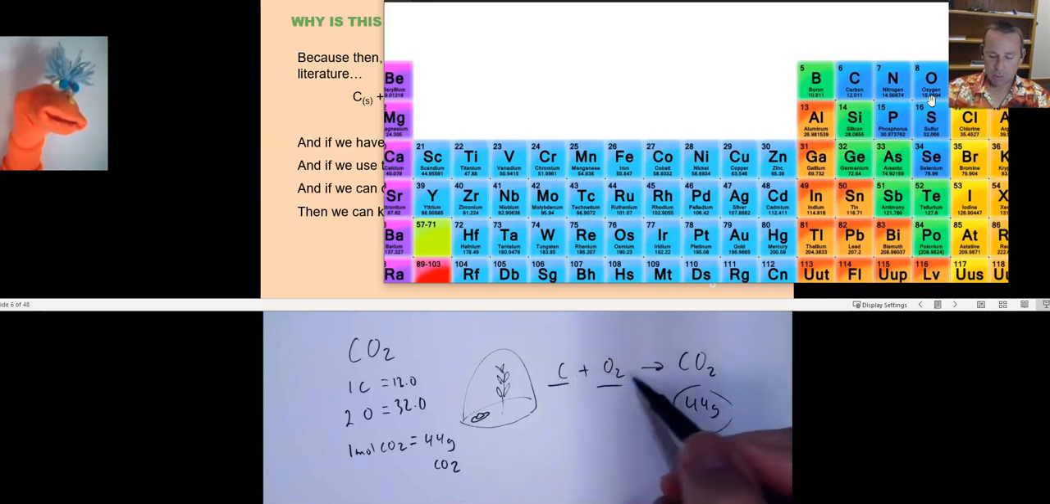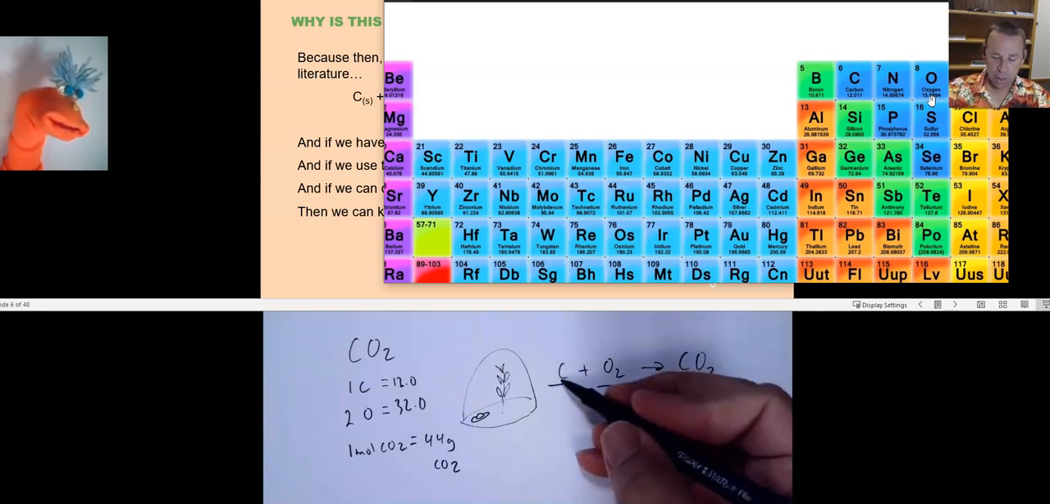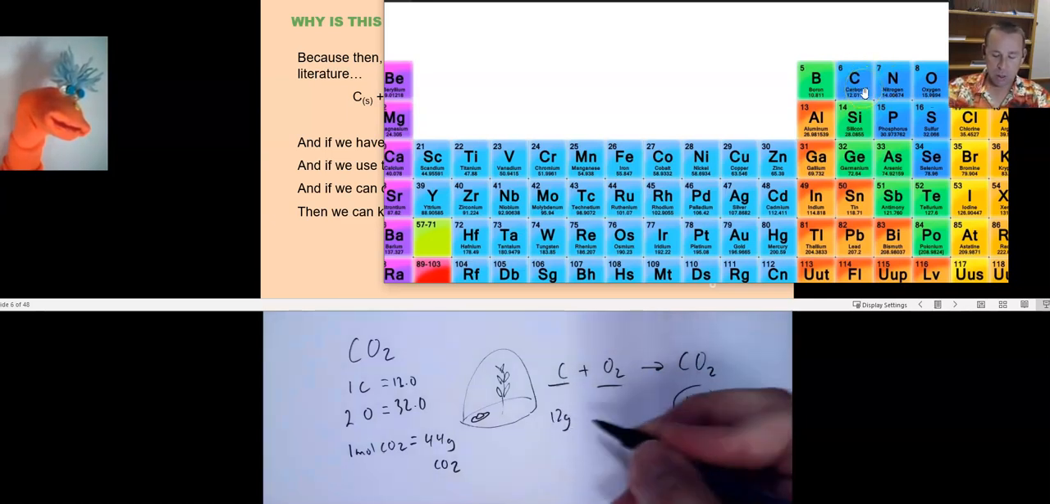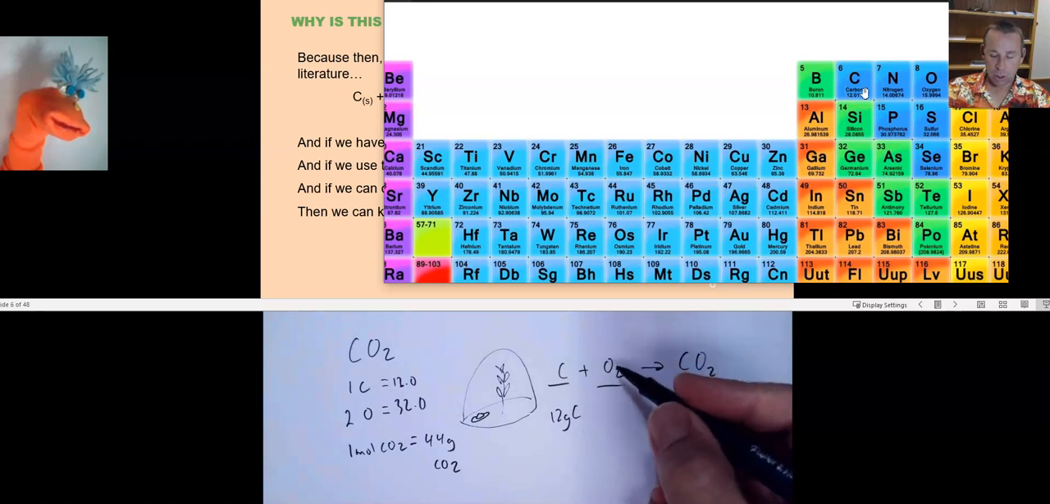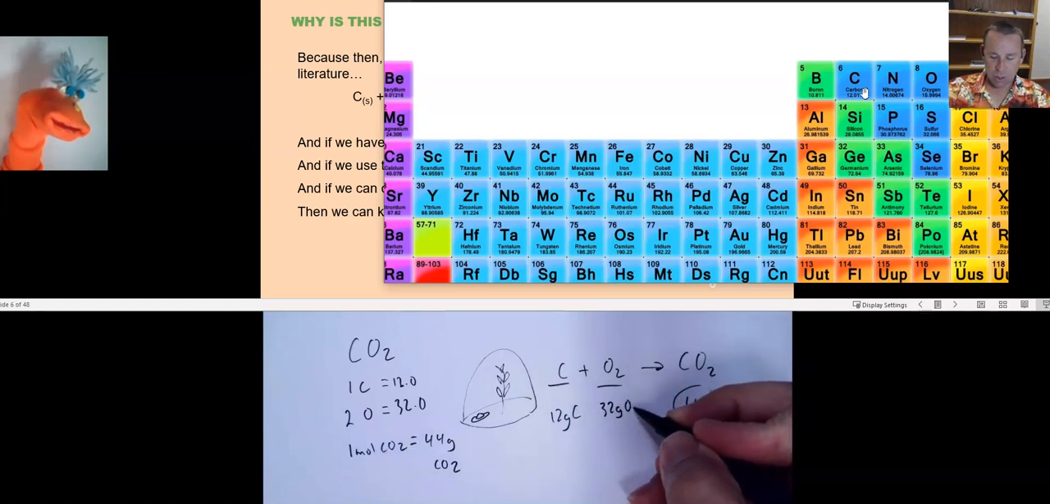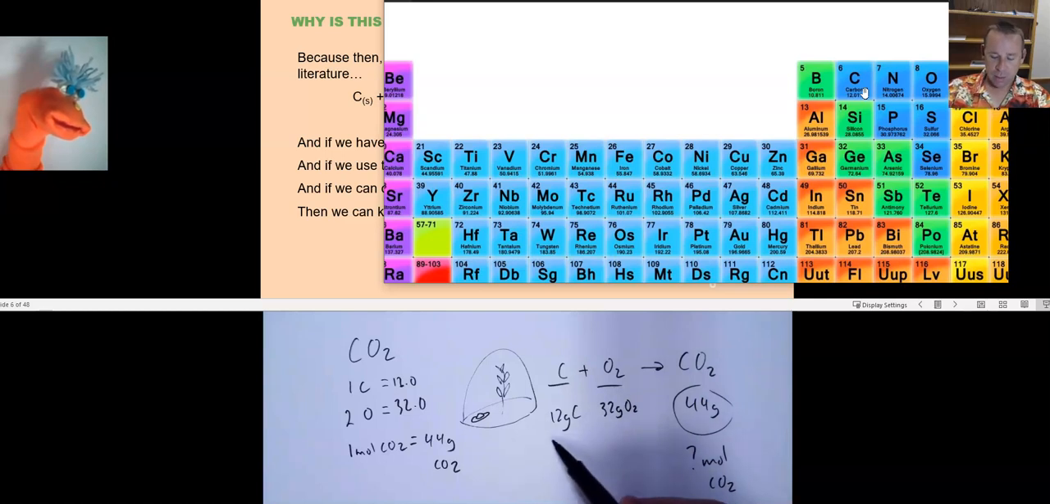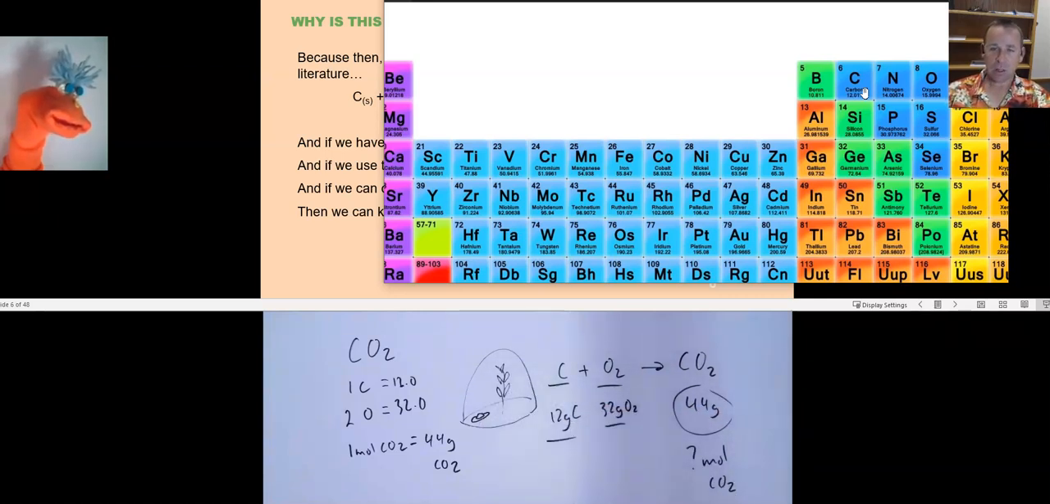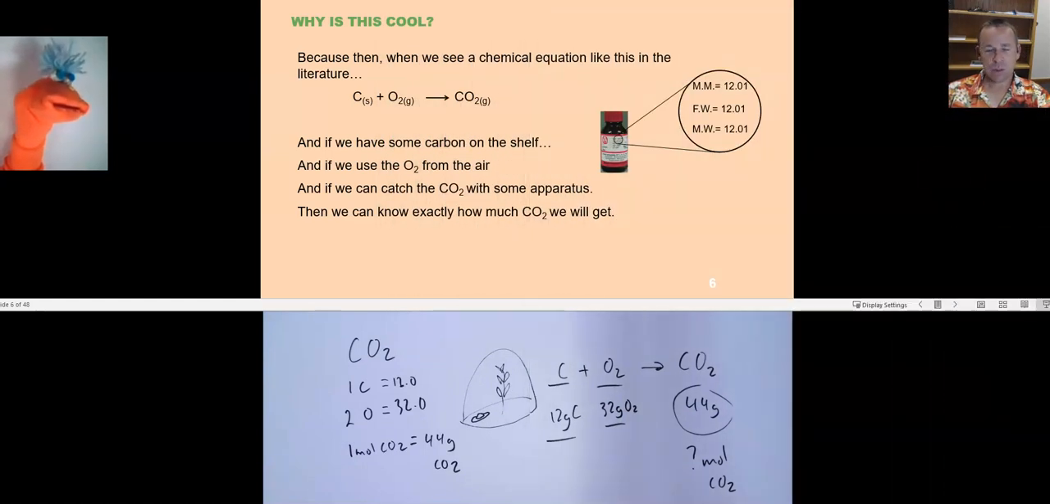All right? So to get my 44 grams of carbon dioxide, that's actually 1 mole. I'm going to then need 1 mole of this and 1 mole of that. So I can look on the periodic table again and see that 1 mole of carbon is 12 grams of carbon, and 1 mole of O2, which is 2 oxygen atoms, is 32 grams of oxygen. So I put in here 12 grams of carbon and 32 grams of oxygen, and I know that I'm going to get in my container here 44 grams of carbon dioxide. All right? So that's how the mole becomes useful to us.